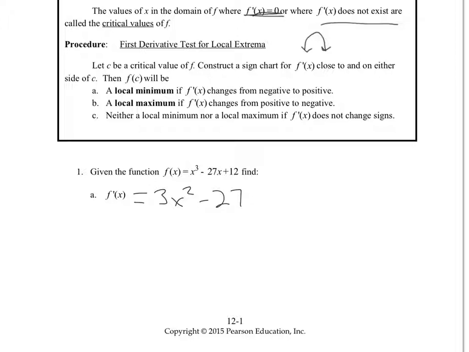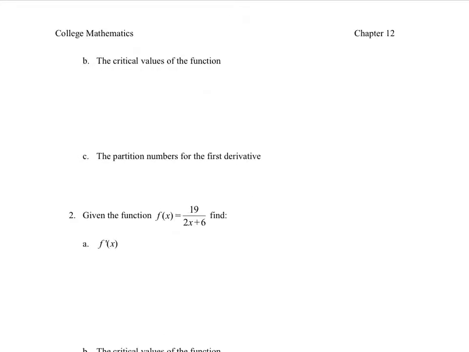Now, let's turn the page. And what we're supposed to do is find the critical values of this function. So I'm going to take the 3x squared minus 27, and to find critical values, I set this equal to what? Yeah, I want to know when the derivative would be equal to 0. Okay, talk to me about how I'm going to solve this now. What would you do?